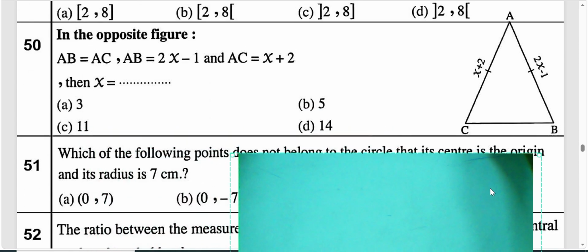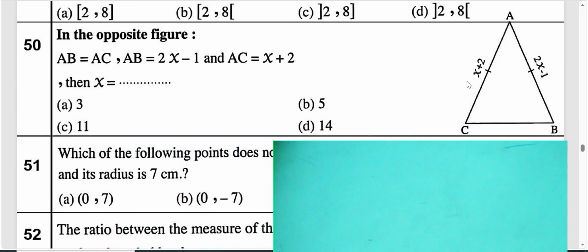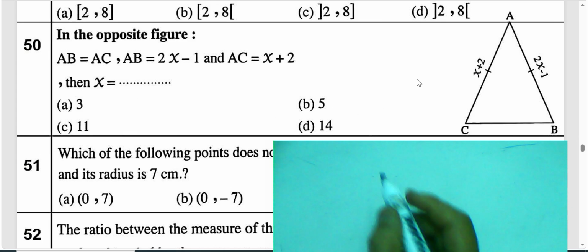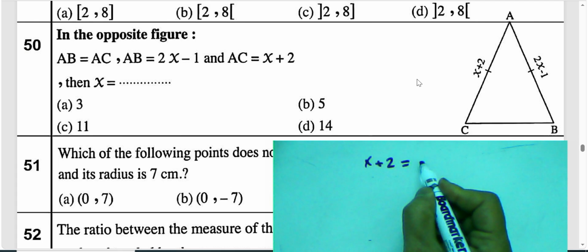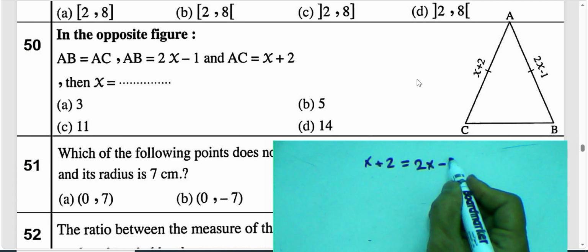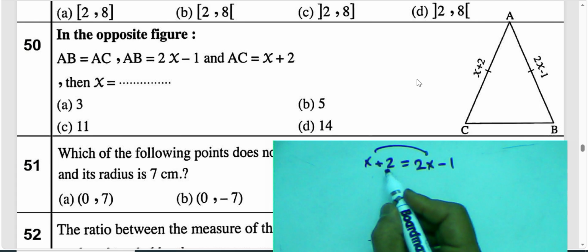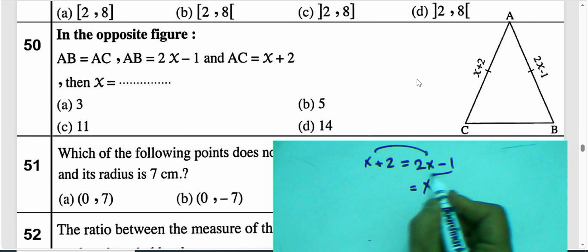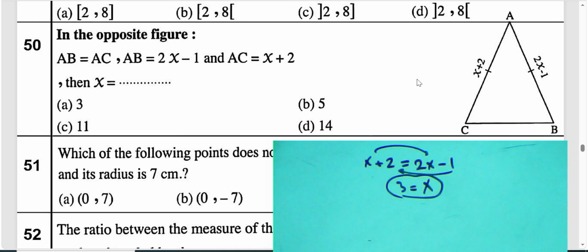Next question, we have here a triangle like this, isosceles, two sides are equal. Then he asked about x. It's an easy question. You can write x plus 2 equals 2x minus 1. You can subtract here 2x minus x equals x, and 2 plus 1 equals 3. The value of x will be equal to 3.